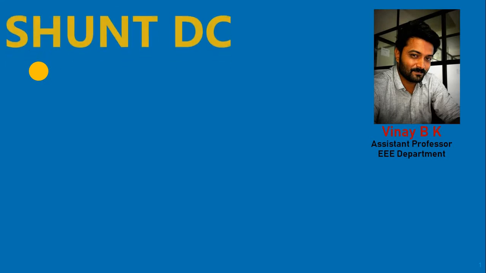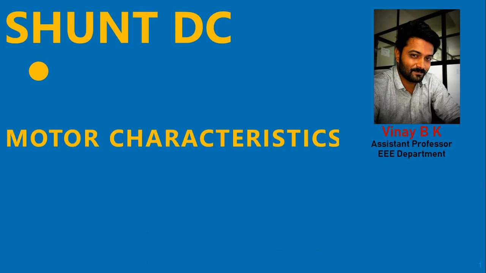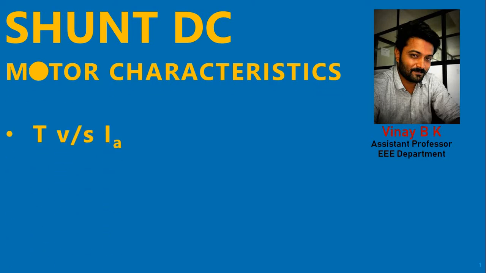So in this video, I'm going to talk about characteristics of shunt DC motor. There are three characteristics we are going to study in this video. The first characteristic is torque versus armature current. The second characteristic is speed versus armature current. And the third is, sorry, speed versus armature torque.